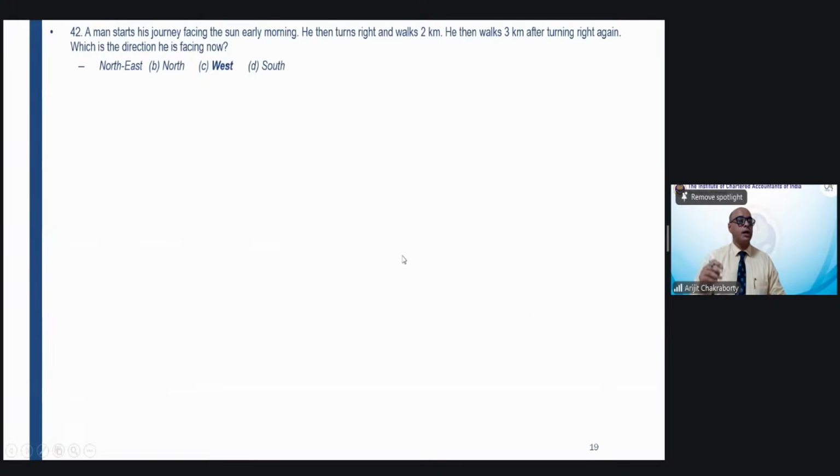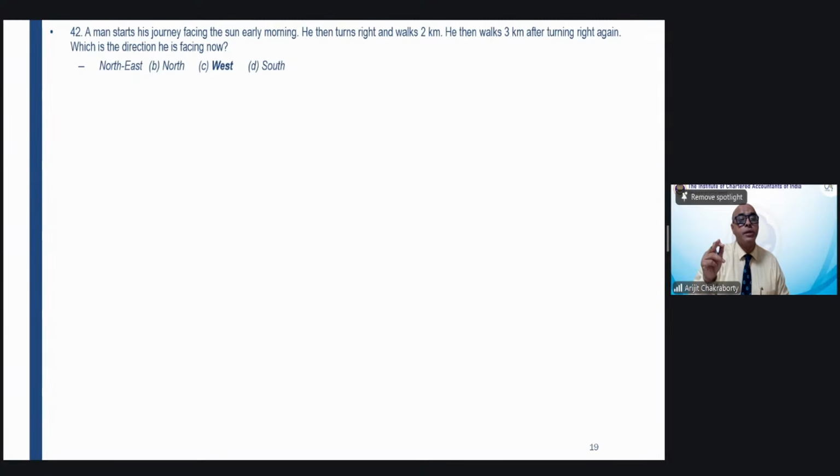Okay, let's take the next one, 42nd. A man starts his journey facing the sun early morning. Again, facing the sun early morning, question number 42. That means you are now moving towards the eastern side. He then turns right and walks 2 kilometers east. Phir right hand, daahine taraf turn kar rahe hain and walks 2 kilometers east and then right. So you are now moving south. So the person is moving 2 kilometers towards the south.